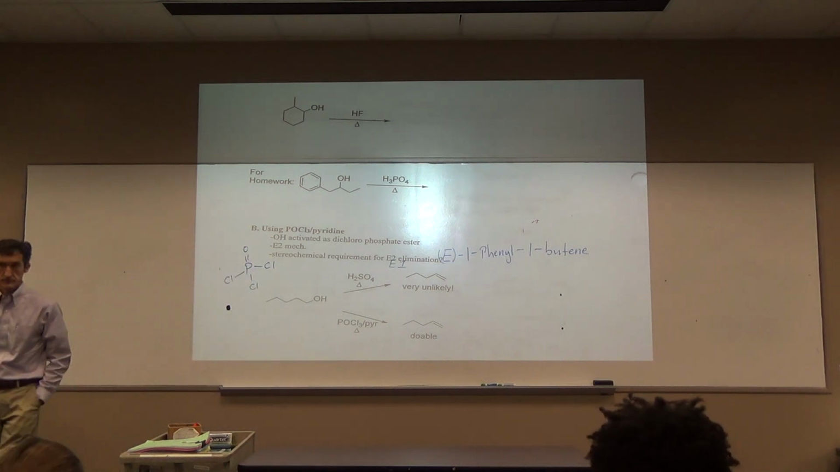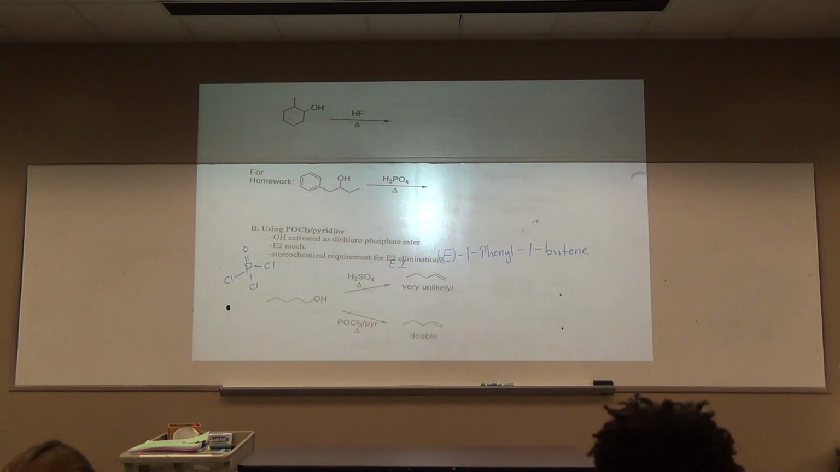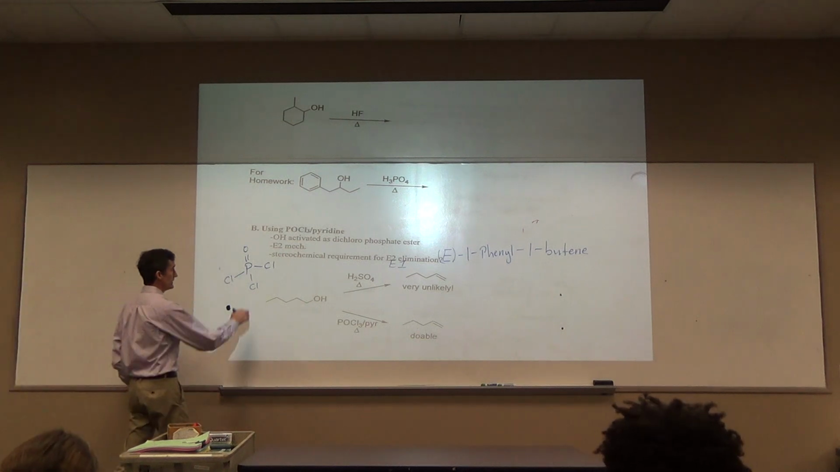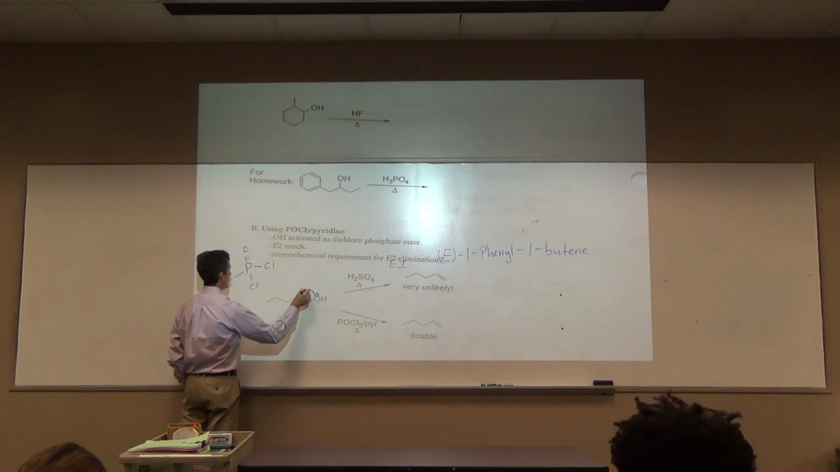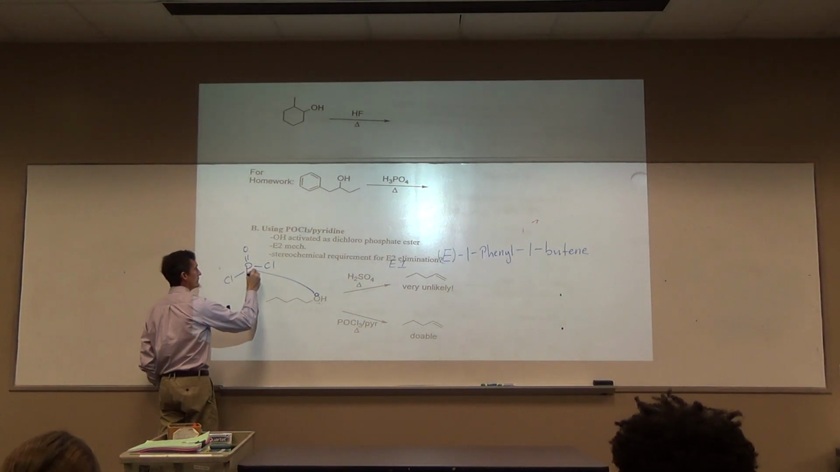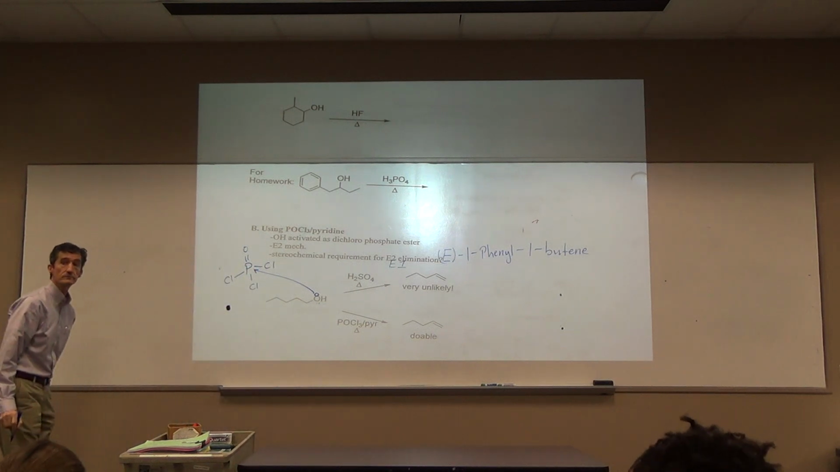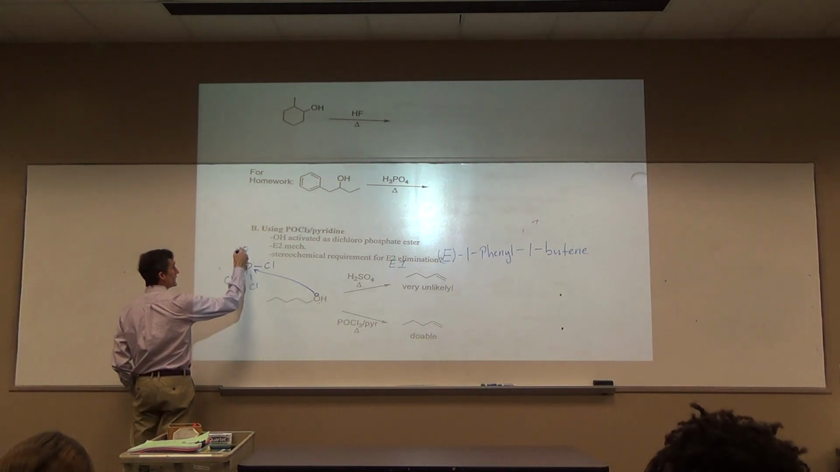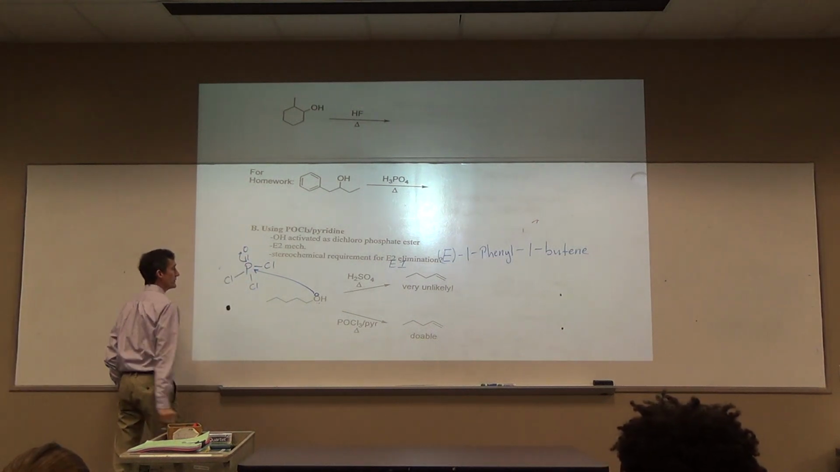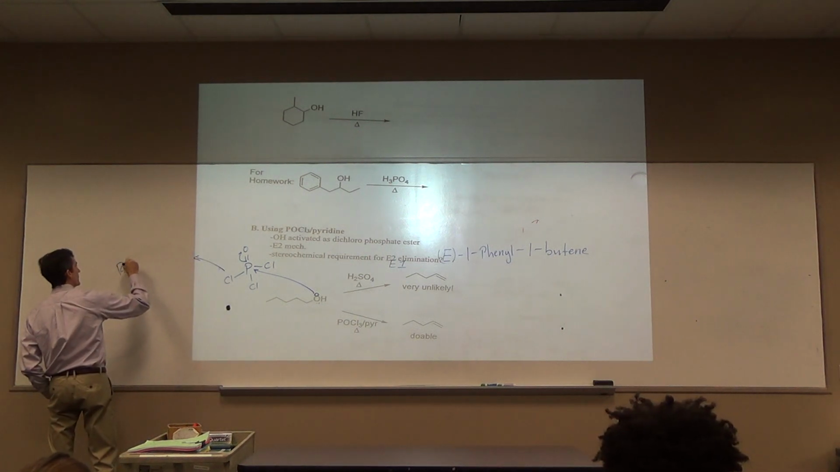POCl3. Bonding for phosphorus. Everybody good with bonding for phosphorus? Expanded octet. A little structure there, lone pairs everywhere. This attacks the phosphorus. What do we do when we attack the phosphorus? We break the weaker bond. The pi bond is broken away from phosphorus, and that gives, I'll just call that R.